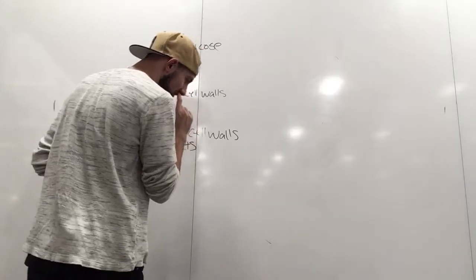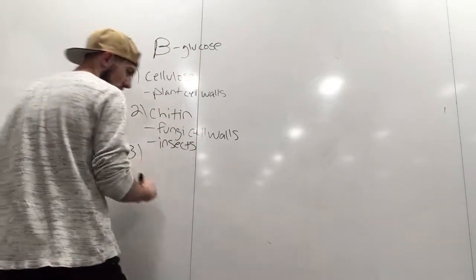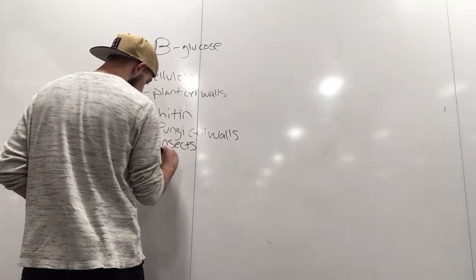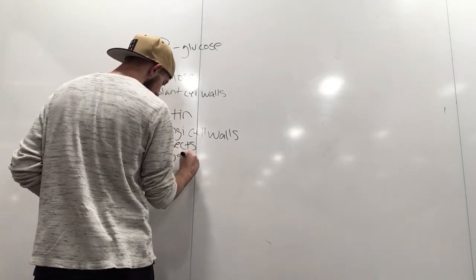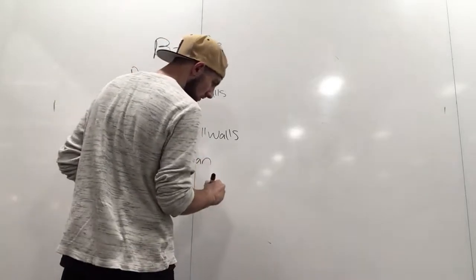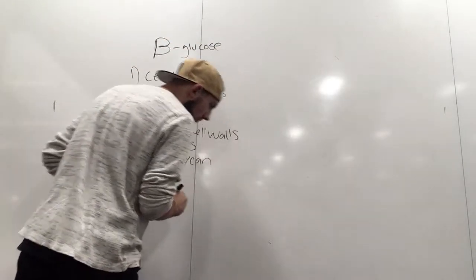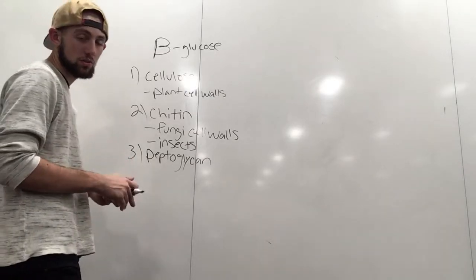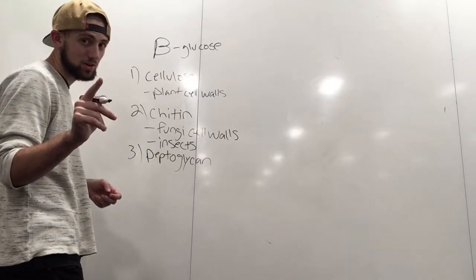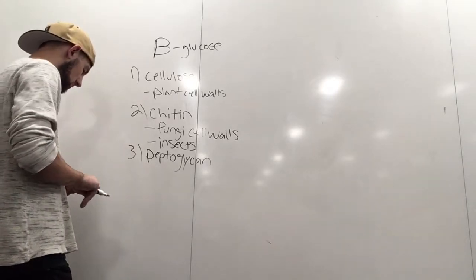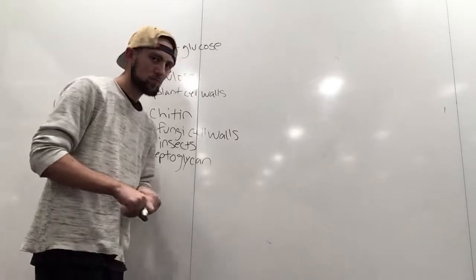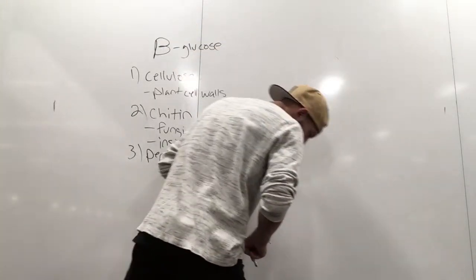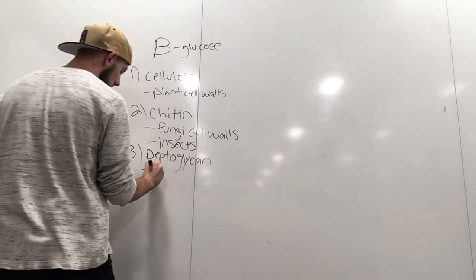The last one refers to bacteria, and we call this peptidoglycan. You might have heard of that too, at least it sounds familiar to me, specifically because it's made up of peptide bonds. Peptide bonds being, can you remember? Peptide bonds are for proteins. Right? Okay. And we find this in bacterial cell walls.